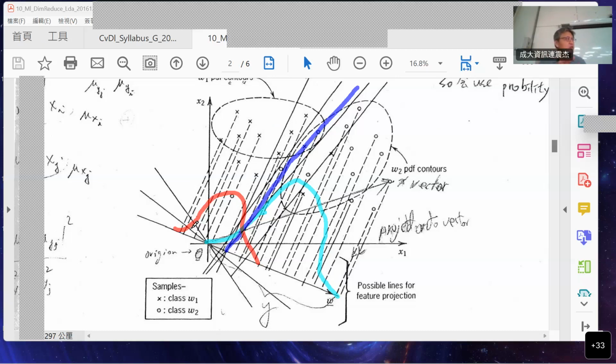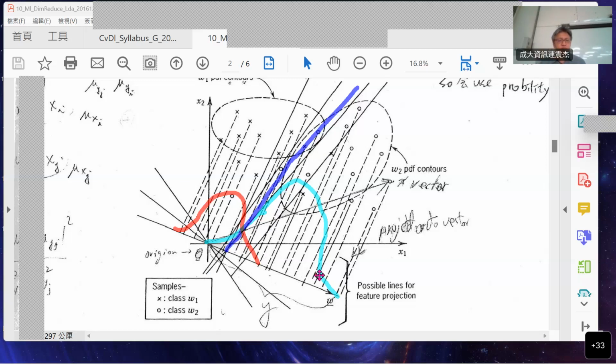A Gaussian distribution in higher dimension, when projected to a lower dimension, is still a Gaussian distribution. Okay, so for LDA, the purpose is that we try to reduce the overlap between the two. We try to find a line, and this line passes through and can separate the two Gaussians, so they have the smallest overlap.